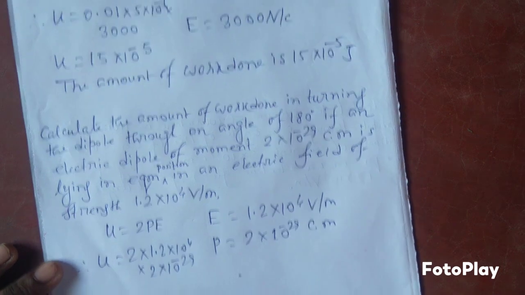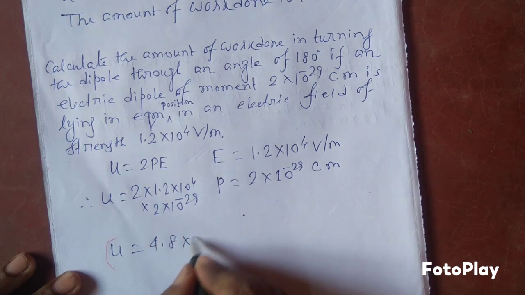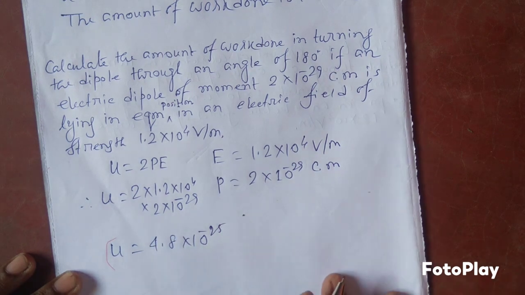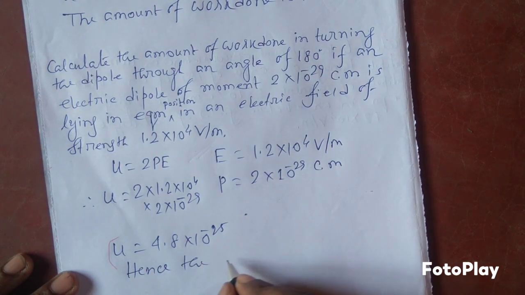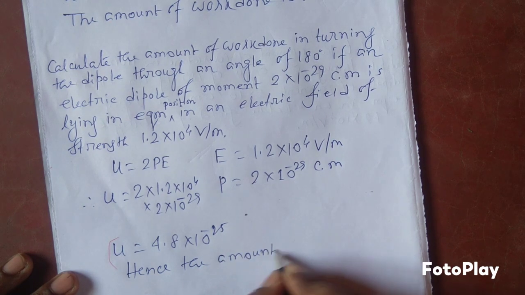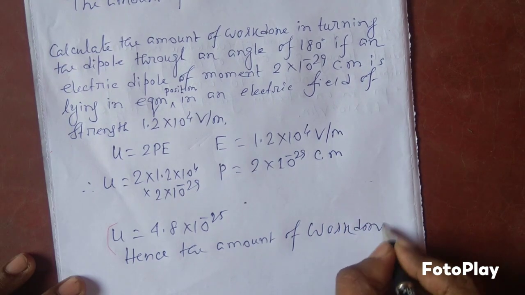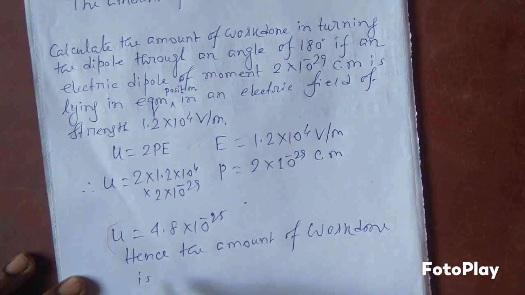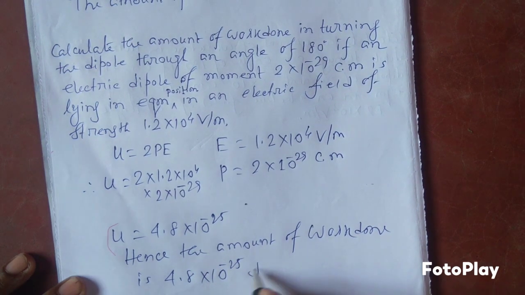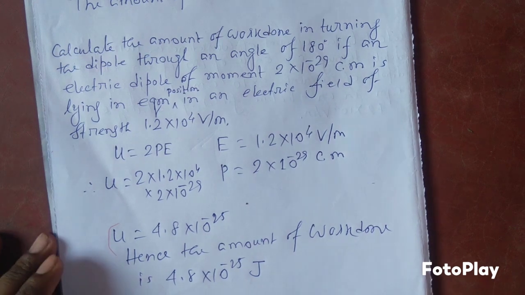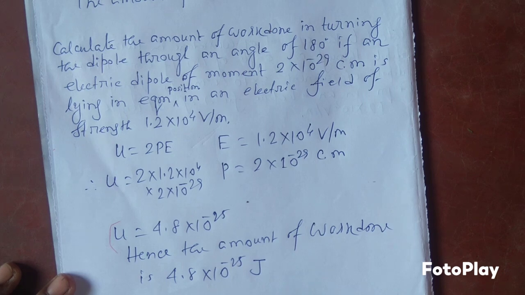So U equal to 4.8 into 10 to the power minus 25. Hence the amount of work done is 4.8 into 10 to the power minus 25 joule. So these two numericals are easily solved.